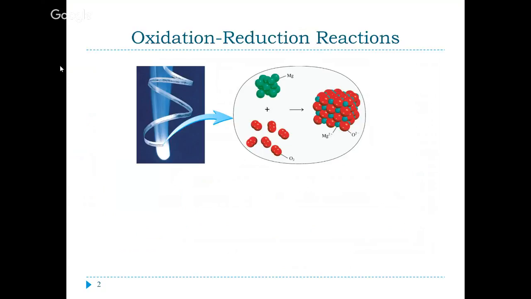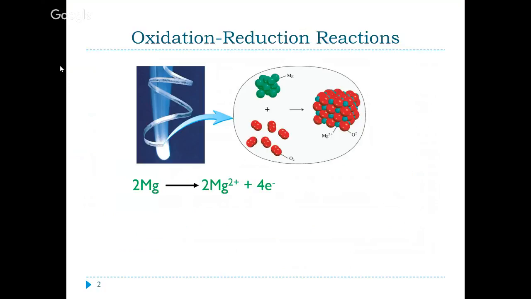So this lesson is all about oxidation reduction reactions, which occur when we have a transfer of electrons from one atom to another. So here we're showing a magnesium strip being burned. This is a combustion reaction, and magnesium is becoming a +2, oxygen is becoming a -2, and it is forming the ionic compound magnesium oxide.